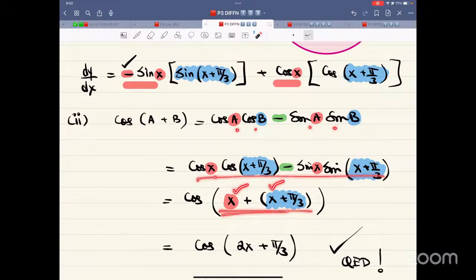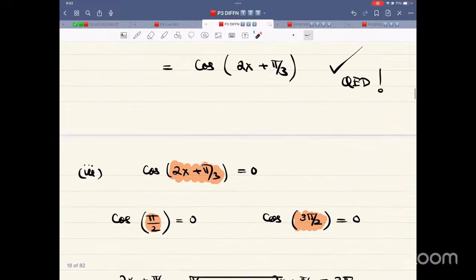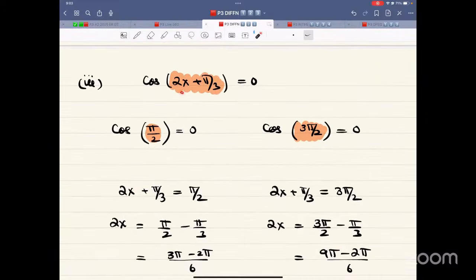Now, x plus x is 2x. It's not quite easily done; sharpness of mind was needed. They have given very few marks because it was tricky. Hence, find the exact coordinates of the stationary point. So for the exact coordinates, cos of 2x plus pi by 3 equals 0.